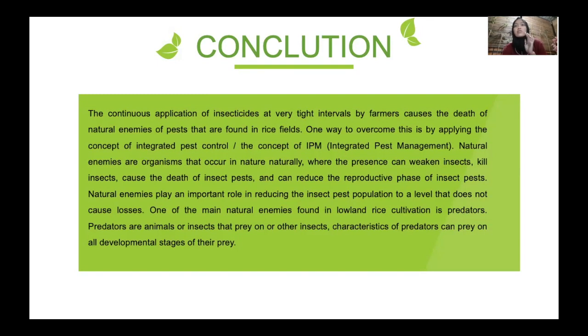One of the main natural enemies found in lowland rice cultivation is predators. Predators are animals or insects that prey on other insects. A characteristic of predators is that they can prey on all development stages of their prey.